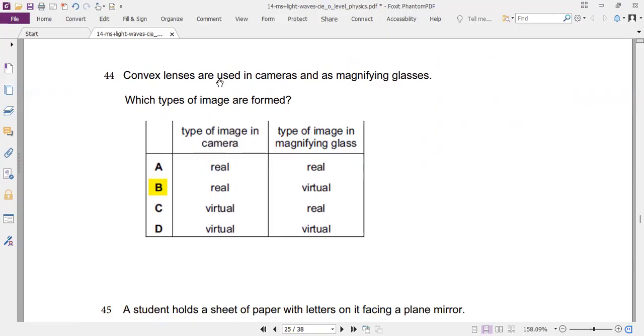So the convex lens are used in cameras and as magnifying glass. Two applications are mentioned, and in camera we have a real image, but in magnifying glass we have a virtual image. We know this from the 5 settings of the lens.